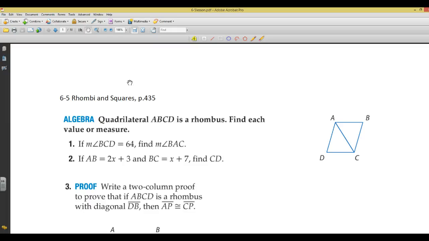Okay, this is lesson 6.5, Rhombi and Squares. Starting on page 435. Number 1, quadrilateral ABCD is a rhombus. Find each value or measure. If the measure of angle BCD is 64, find the measure of angle BAC.